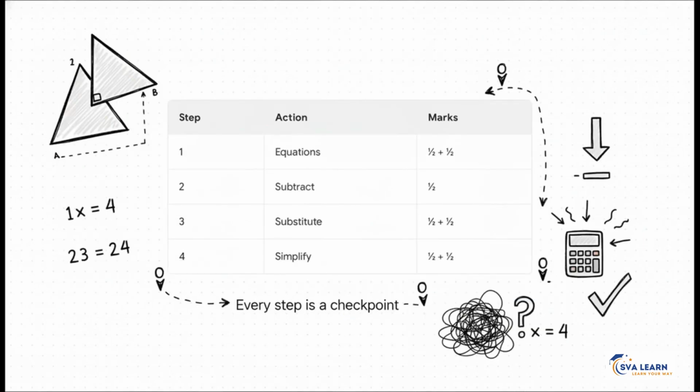Let's completely decode that scorecard. Look at how a 4-mark question gets scavenged step by step. Step 1, just stating the 2 initial right triangle Pythagoras equations gets you a half mark for each one. Step 2, showing the algebraic subtraction of those equations gets you another half mark. Step 3, substituting the given values, yep, another one. Think about it. Even if you completely mess up the final simplification in Step 4 because of exam panic, you've already secured 2.5 or 3 marks just by documenting your algebra clearly. Every single step is a checkpoint.